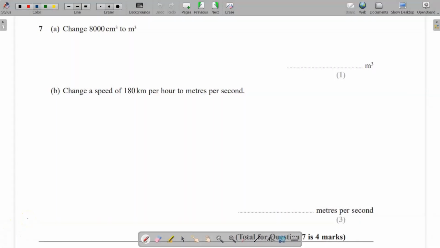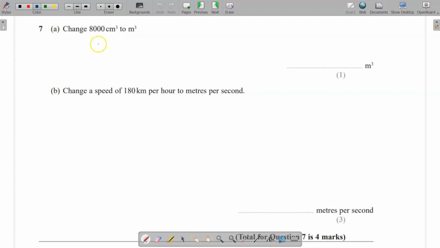Okay, in this question we have to work with units of measurement and change them. So we've got 8,000 cubic centimeters and we've got to change it into cubic meters. Well, basically there's 1 million cubic centimeters in a cubic meter, because a meter is 100 times 100 times 100 cubic centimeters, which is a million. So we just need to divide by a million.